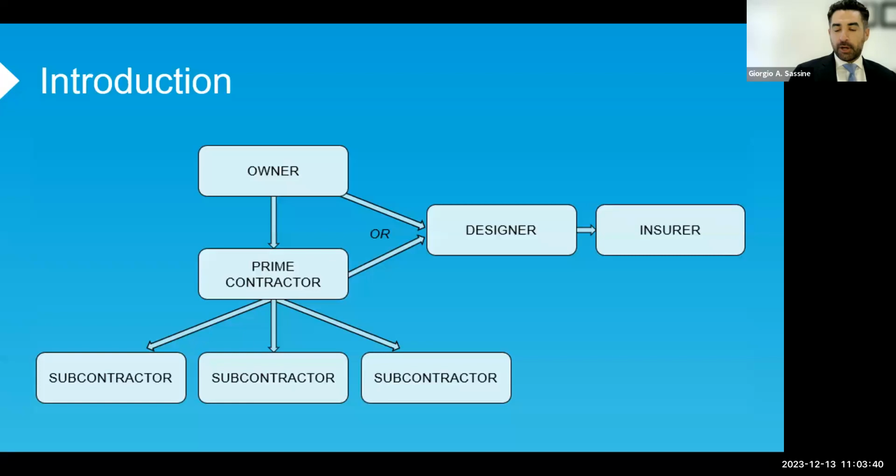As some of you may know, construction projects can be complex, with many trades working simultaneously or subsequent to each other. The project starts with the owner. Typically, the owner will contract with the designer to design the project according to the owner's specifications. The owner will also contract with the prime contractor to construct the project according to the design, and may subcontract out specific parts of the work to subcontractors, say for mechanical, electrical, or plumbing.